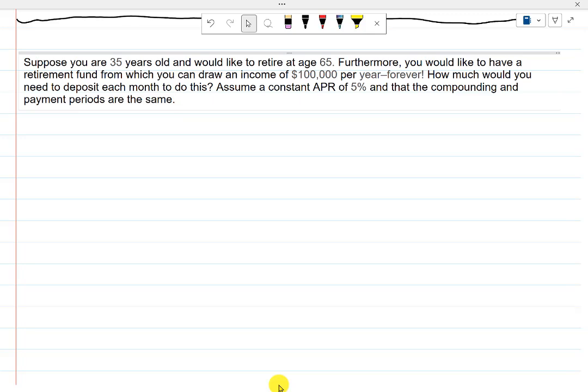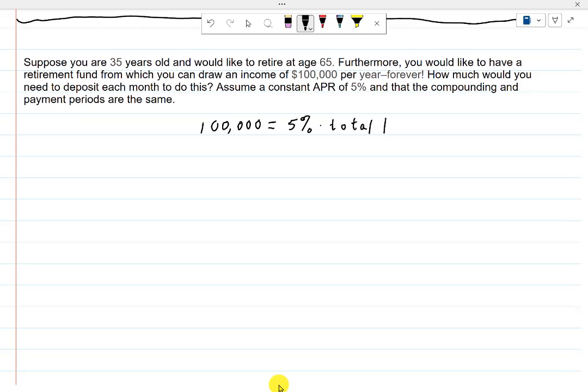In this problem here, what we need to do in order to have $100,000 per year forever, we need for $100,000 per year to equal 5% times the total balance. The reason is this: if you can live on 5% or less, then you'll be fine.